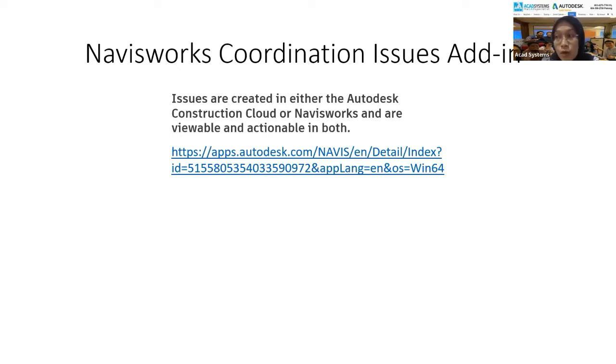So those issues that we create in BIM Collaborate can be updated, and we can see them as well in Navisworks. In order for you to have that function, you need to download and install the Navisworks coordination issues add-in first. This add-in is mainly used so that issues created in either Autodesk Construction Cloud or Navisworks are viewable and actionable in both. Meaning if you create an issue in Navisworks, when we open that model in BIM Collaborate, we can see the issue that we created in Navisworks, and vice versa.